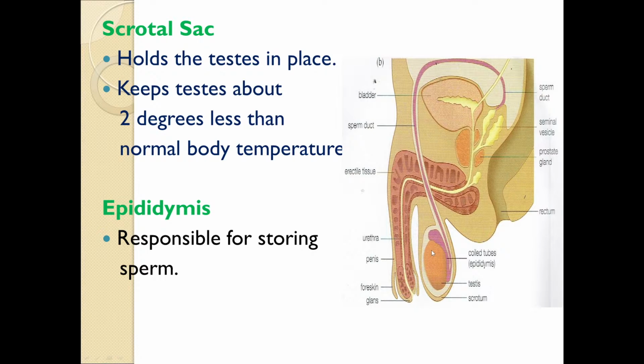Epididymis, that's the next section looking at the diagram. The epididymis is located behind the testes, and its function is to store sperm. So the testes is what produces the sperm, but that's not where the sperm is actually stored. It is stored in a section known as the epididymis.